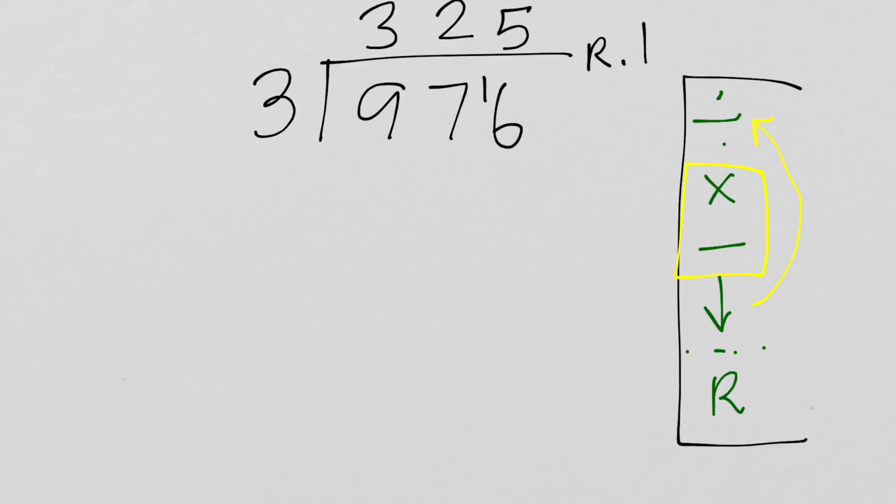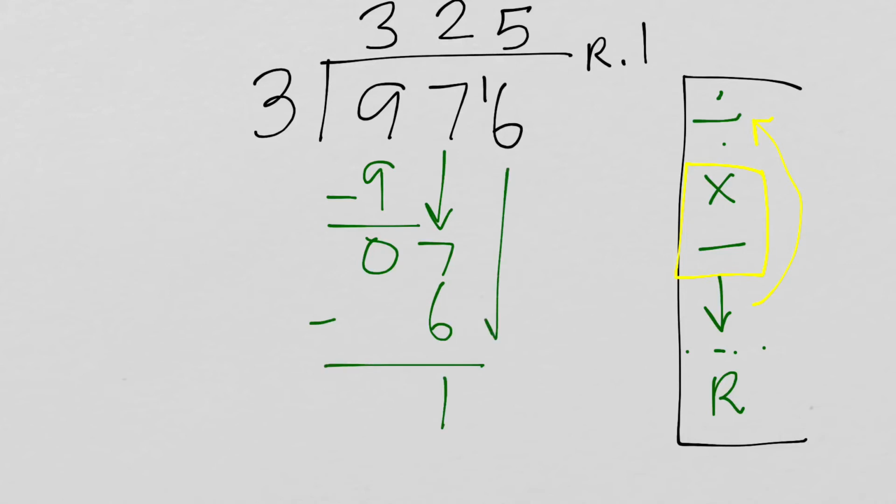Now, if I did long division on this, this is what it would look like. I'll do it in a different color. 3 into 9 goes 3 times. 3 times 3 is 9. Subtract and I get a 0. Bring down the 7. 3 into 7 goes 2 times. 2 times 3 is 6. Subtract and I get a 1. And then I would be bringing down the 6 to make my 16 down here.